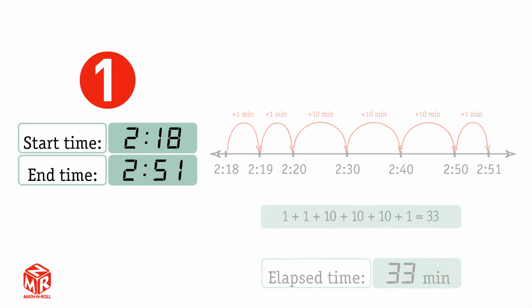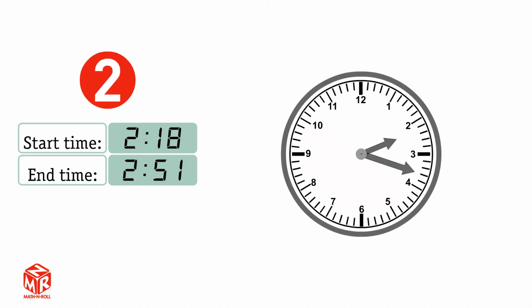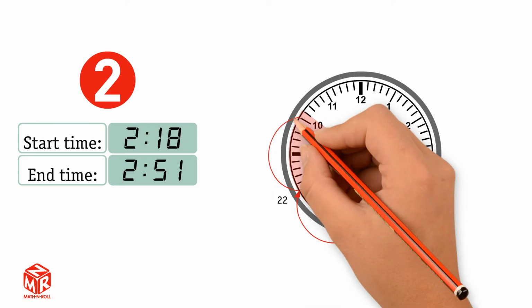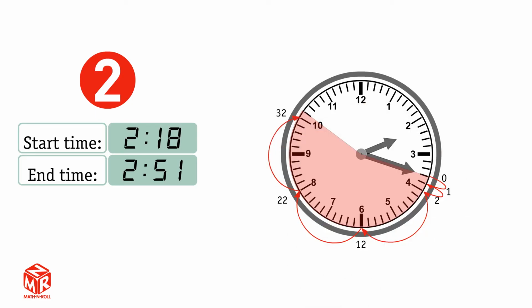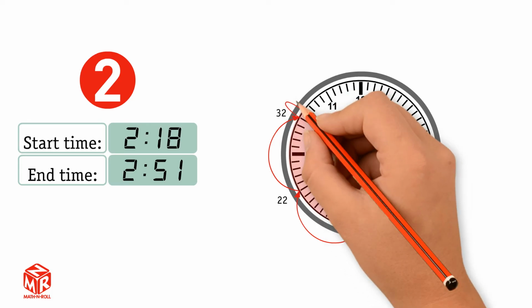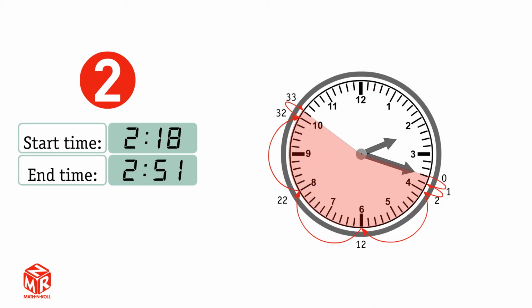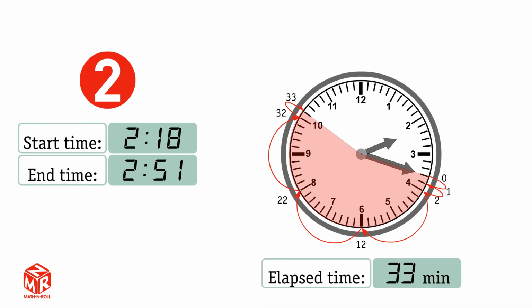Let's do the same problem using the analog clock strategy. Begin at the start time, 2:18. Count by ones and fives until we reach the end time. First, skip count by ones until we get to number 4. Next, we could skip count by fives, but it would be easier to skip count by tens in this example. 12, 22, 32. Now skip count by ones until we get to the end time, 33. So the elapsed time is 33 minutes.